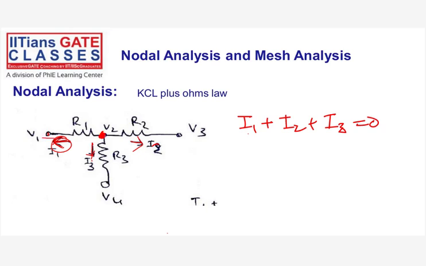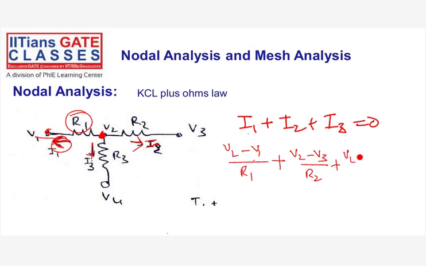I2 is (V2 minus V3) by R2. Again, I3 is (V2 minus V4) by R3, is equal to 0. Okay, this is how you write the node equations for a particular node. So always remember branch currents in terms of node voltages. Is it clear? I'm moving on.